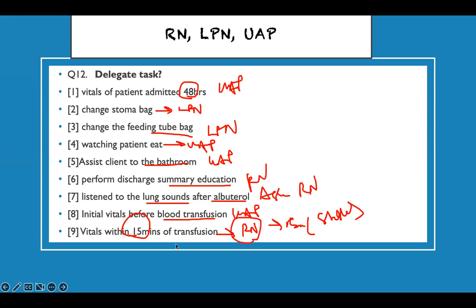The reason why the RN checks blood and vitals within 15 minutes is because that's when a transfusion reaction occurs, within 15 minutes. So that's why you have to give it to the RN to do it. After 15 minutes, the patient is stable, everything is good, they can delegate to anybody else. So this is the end of it.